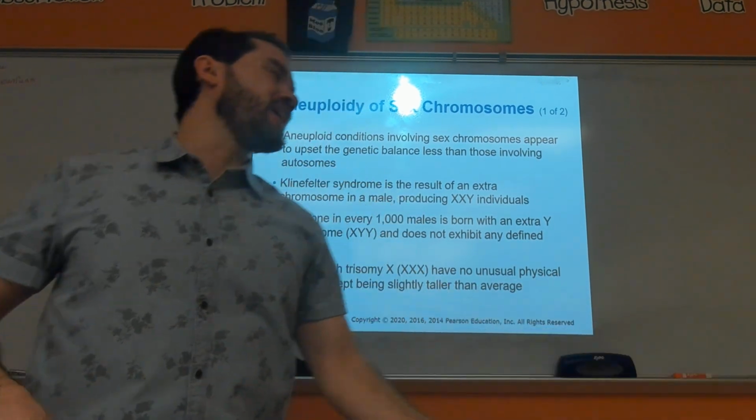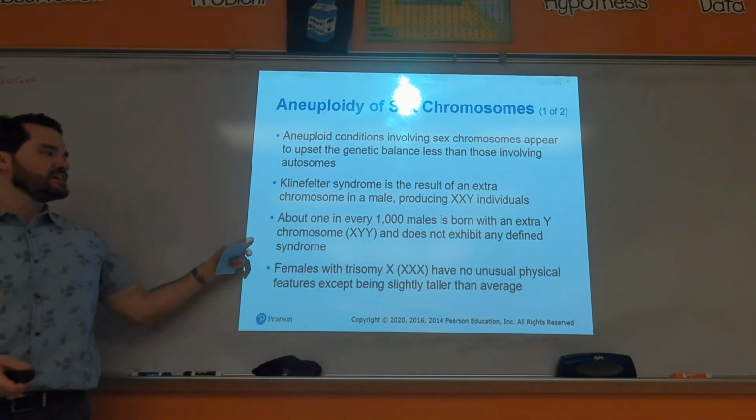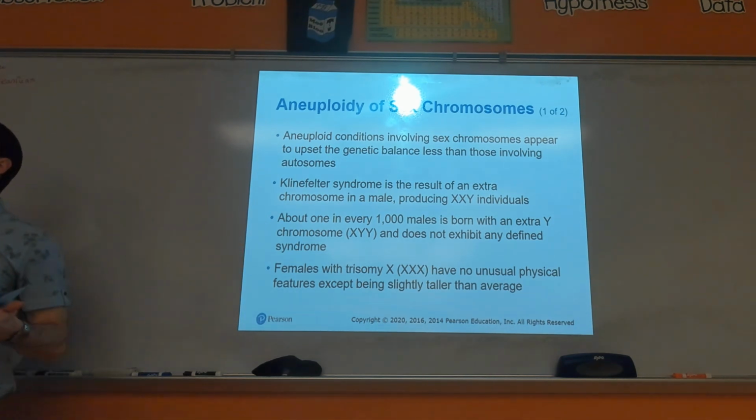There's another one where males end up getting an extra Y chromosome, about 1 in every 1,000. This one's interesting because they appear more or less normal. Having the extra Y chromosome doesn't really change things too much. Similarly, females who have trisomy X, with 3 X chromosomes, are maybe slightly taller than average, but it doesn't really affect them much. So again, aneuploidy with the sex chromosomes isn't as big of a deal compared to the autosomes.